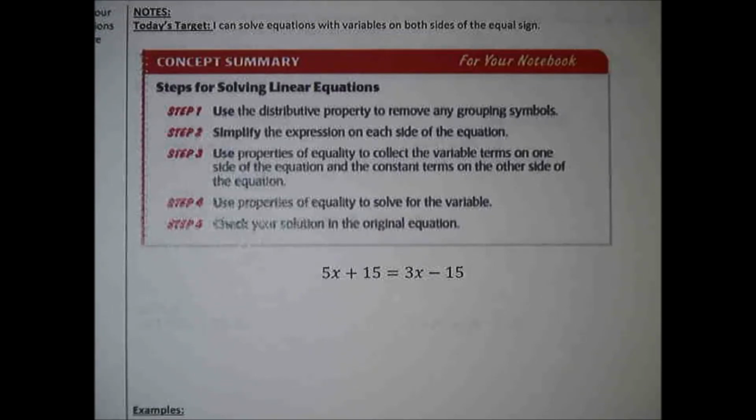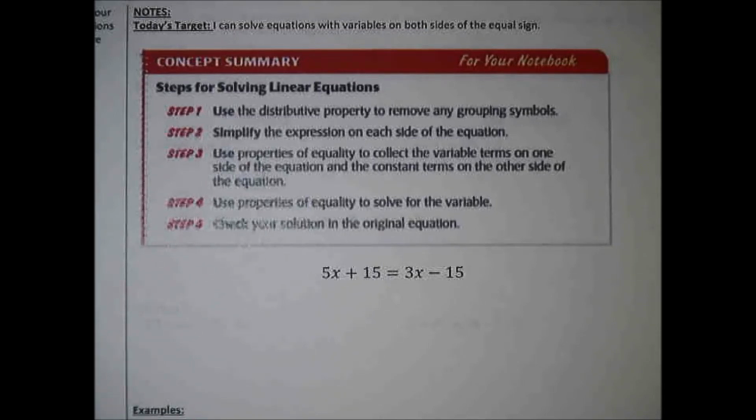Step two, simplify the expression on each side of the equation. And that's that thing we talked about last section on combining like terms and then solving. Step three, use the properties of equality to collect variable terms on one side of the equation and the constant terms on the other side. Okay, and that's really what we're going to be looking at today.